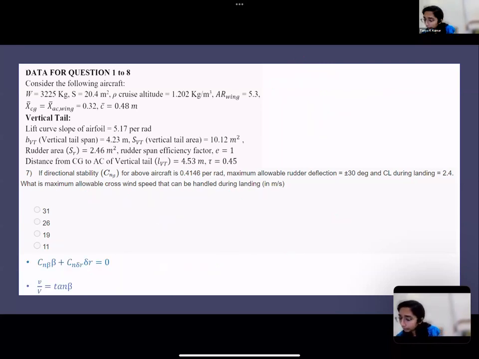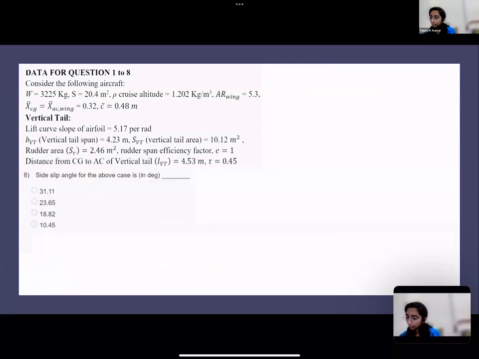Okay. Next question. Yeah, so these are the equations that we use. This is equal to Cn. Cn is what is driven to 0 during trim. Okay. Side slip angle for the above case. We just found out. How much was it? They've asked you beta basically. We just found out. 18.82. Correct. That was very simple.